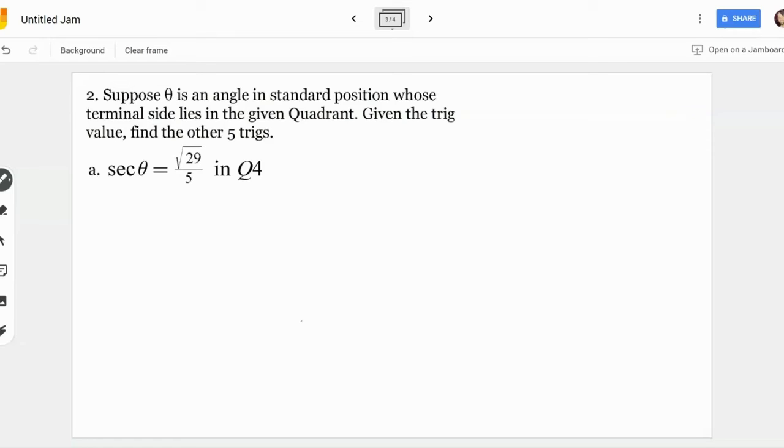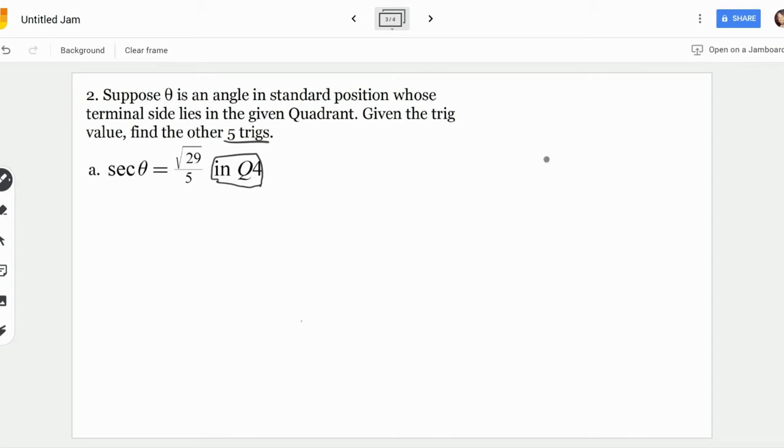We'll encounter... If we know secant of theta is square root of 29 over 5, that's some information, but we also need to know what quadrant it's lying in. Once we know that, we can figure out everything else. So we have to set this up. We need to know what quadrant it's in, otherwise all of our answers are going to be off. So let's just see what this looks like.